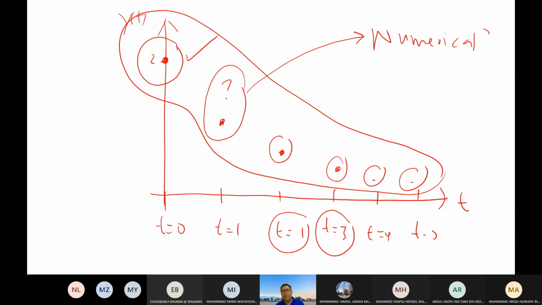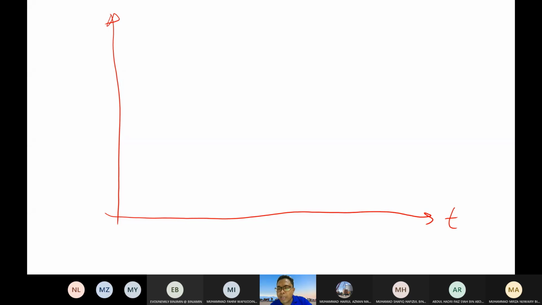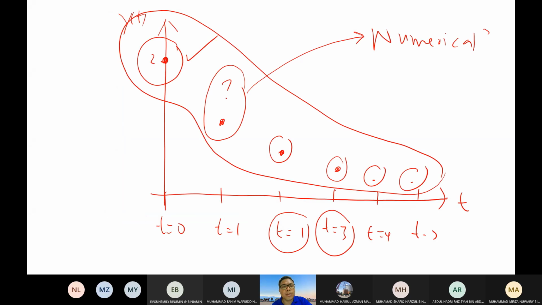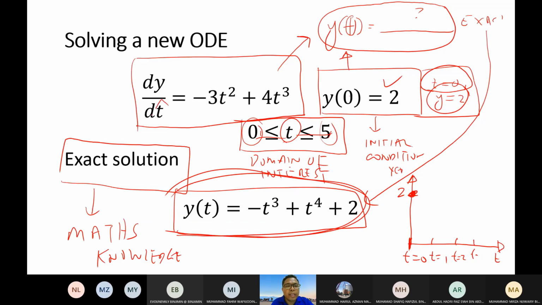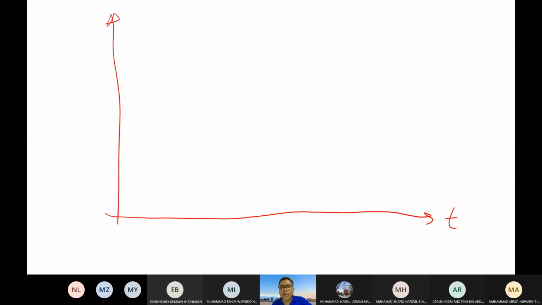So before I continue to solve using those approaches, I want to define some other terminology that you have to know. So let's say this is the graph that you plot the solution against t. So how do I know it is t? Because remember that your independent variable here is t, and your dependent variable here is y. So your function must be plotted between your independent variable t and dependent variable y here.